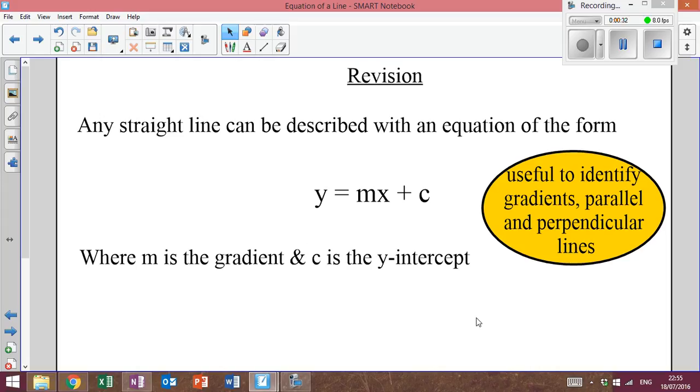We know that any straight line can be described with an equation of the form y equals mx plus c, where m is the gradient and c is the y-intercept. And this in Higher is predominantly, pretty much exclusively, used to identify gradients and y-intercepts to work with parallel lines and perpendicular lines. If we need to find a gradient from an equation, we need to make sure it's of this form here. And if we need to find the y-intercept, same goes.